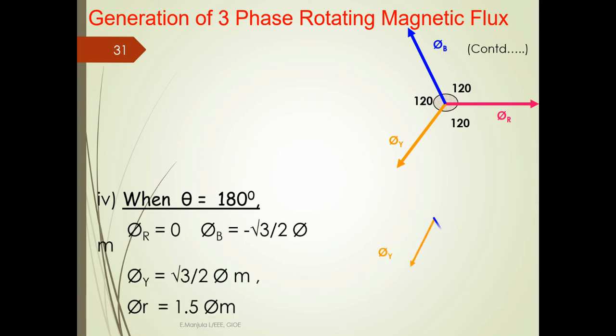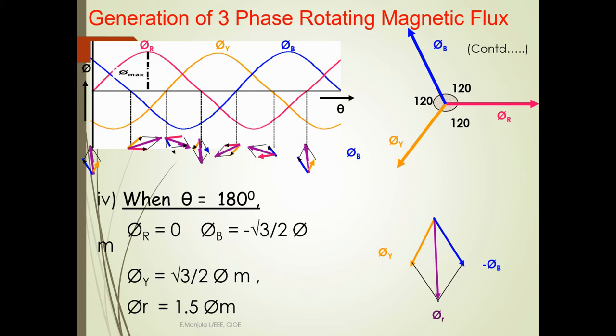In the same way at 180 degrees, what will be phi r? Here at 180 degrees we observe phi r is 0, phi maximum in negative, and phi r is positive, and the resultant phi r is 1.5 into phi maximum. This is phi y positive and phi b negative, and this is the resultant. This has been calculated the same as previously. Okay, so it has been observed from this part to this part.